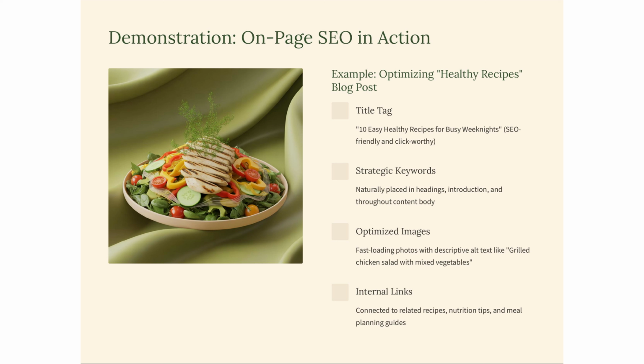In optimizing a healthy recipes blog post, use a title tag like "10 easy healthy recipes for busy weeknights" to attract clicks. Integrate strategic keywords naturally in headings and content. Ensure images load quickly and include alt text such as "grilled chicken salad with mixed vegetables." Link to related recipes, nutrition tips, and meal planning guides.